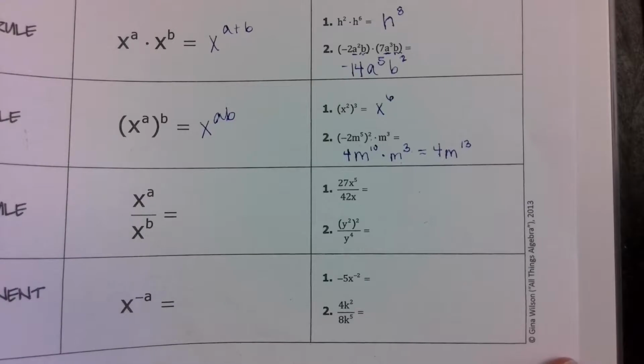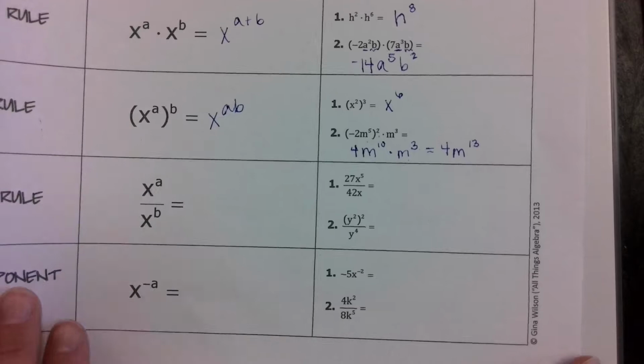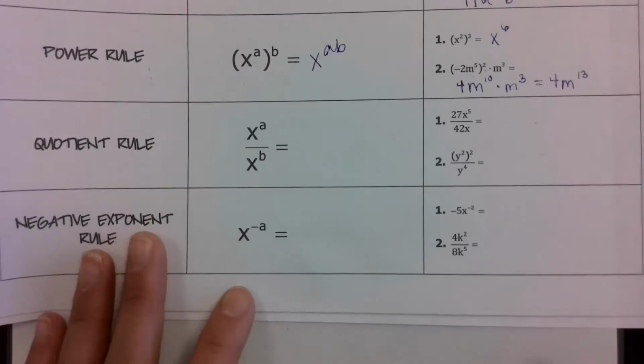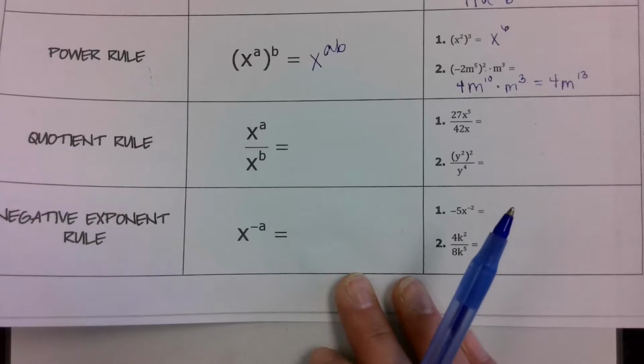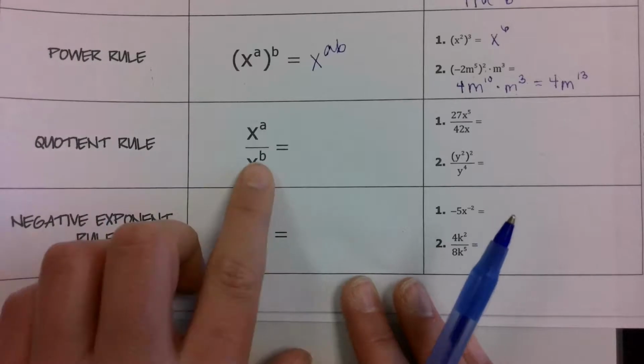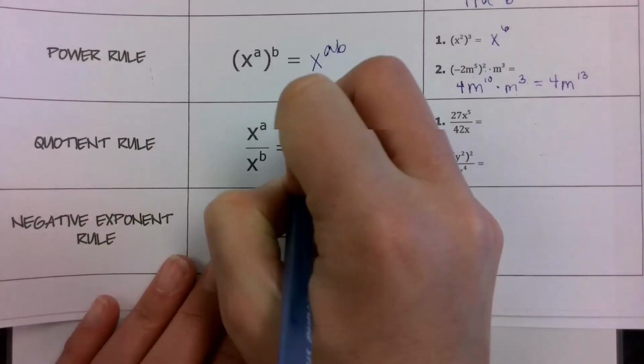All right. So the next part is talking about your quotient rule. If you're dividing terms with like bases, what do we do? And we wrote it on your bell ringer. Subtract. So we're going to write x to the what? A minus b.